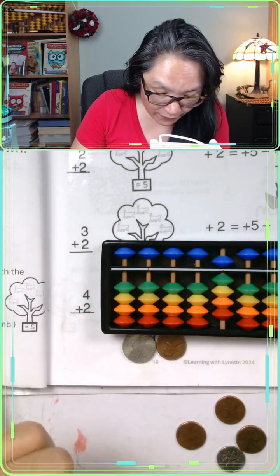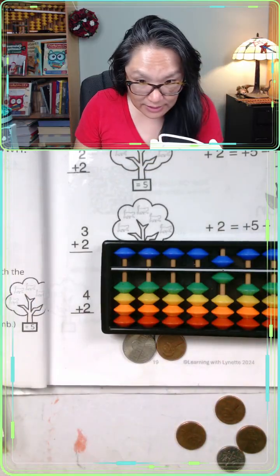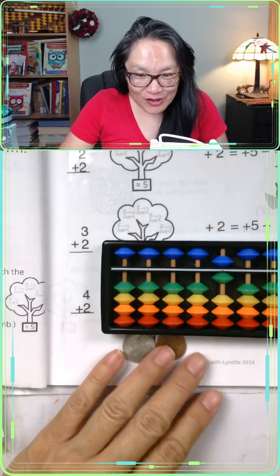So we plus the 5, take away the 3. And my final answer is 6. Are you using your abacus?